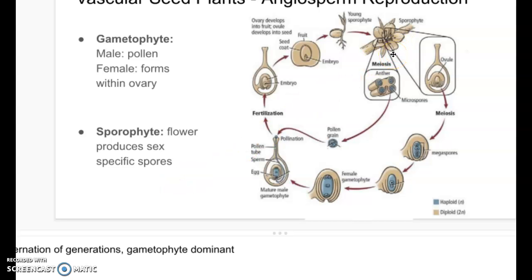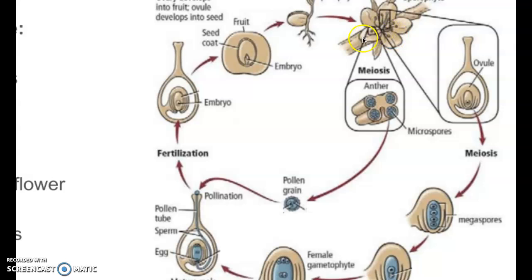Notice that you have here the flower, and you have the stamens and the pistils. So you still have microspores and megaspores that develop. And notice that the microspores are inside the anther, and the megaspores are inside the ovule. Basically what would happen is the pollinators come and deposit the grains of pollen.